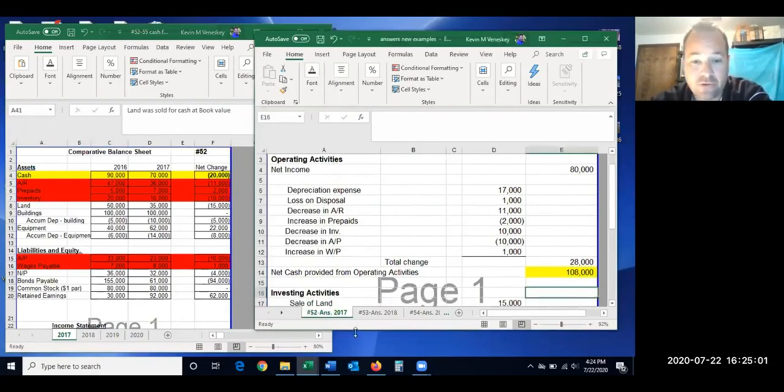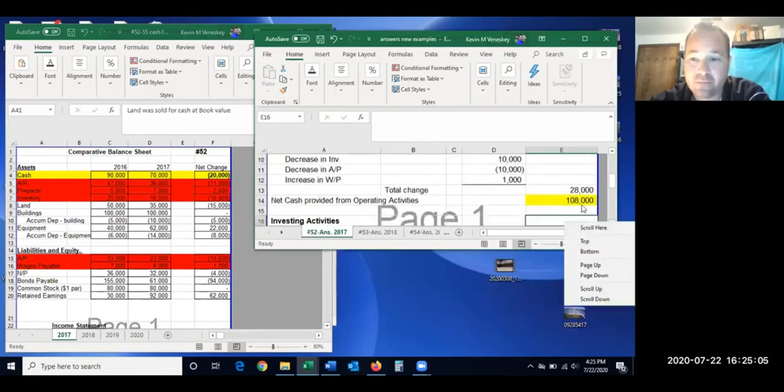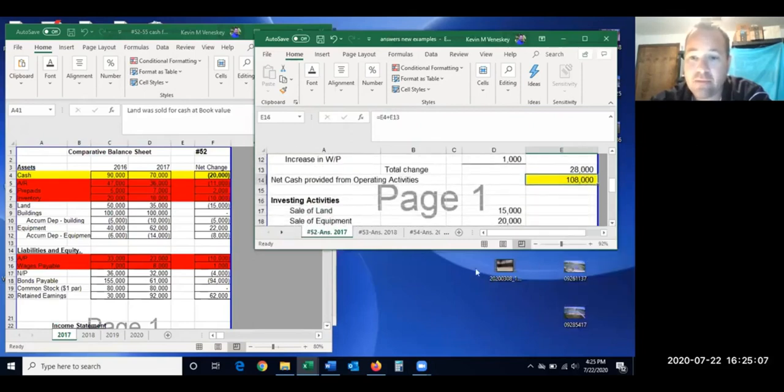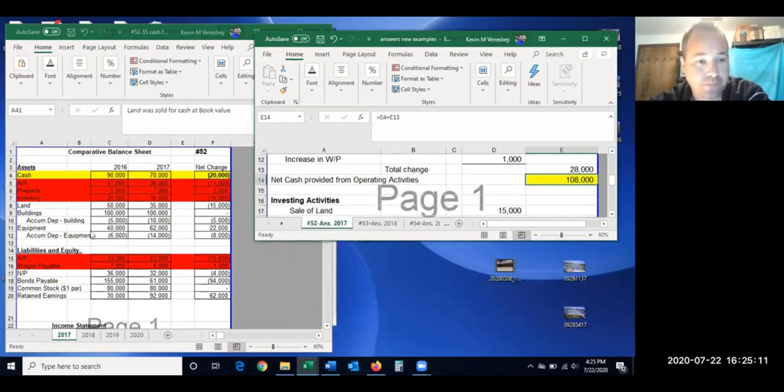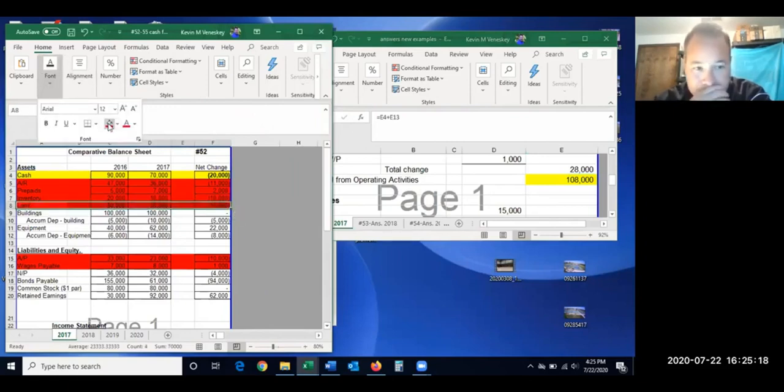If I sold the land, that means I got money. So I'm going to come down here and show that. I'm going to show I had a sale of land, and my cash went up by 15,000.